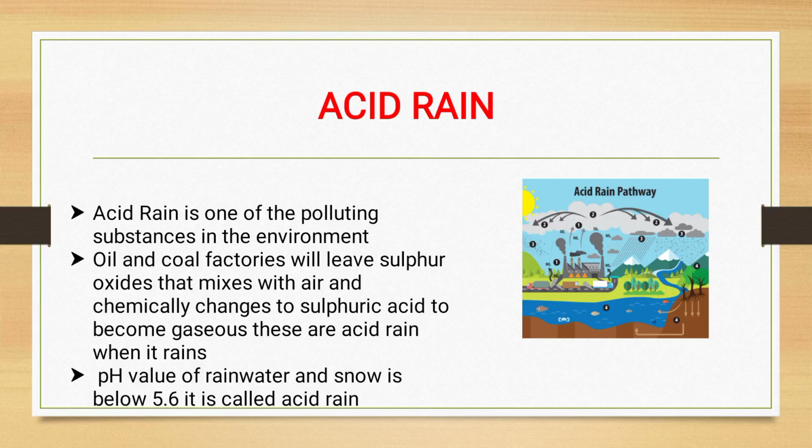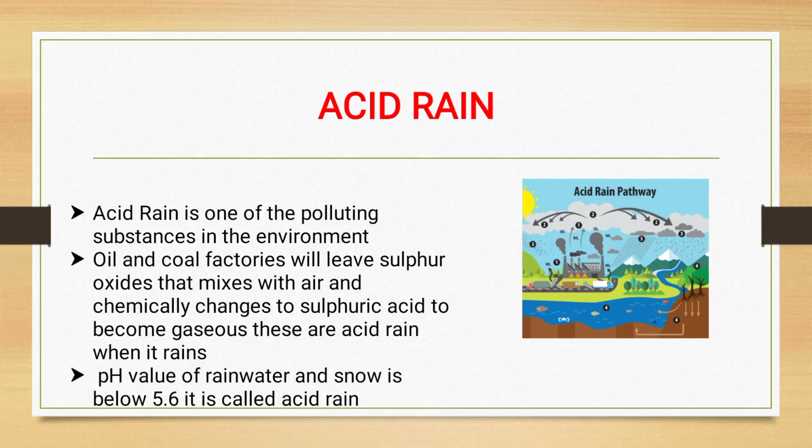This sulfuric acid will come to earth as rain. When rain comes, this will come to earth as acid rain. So acid rain is one of the polluting substances. Oil and coal factories leave sulfur oxide that mixes with air and chemically changes into sulfuric acid. So this becomes acid rain when it rains.